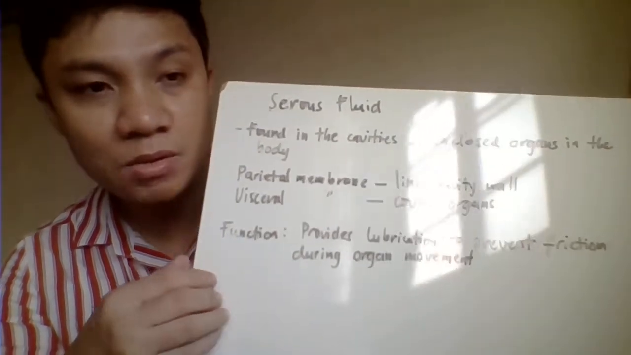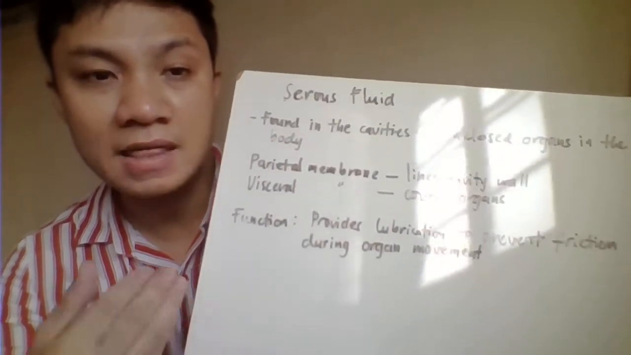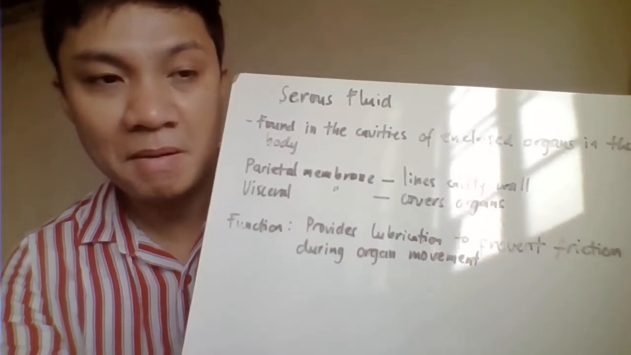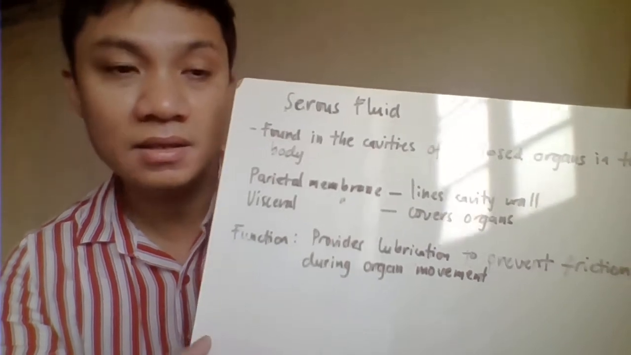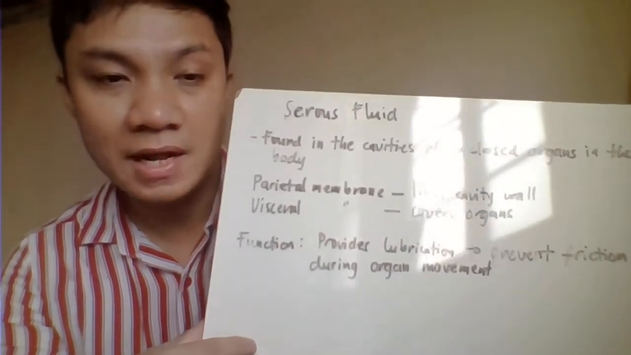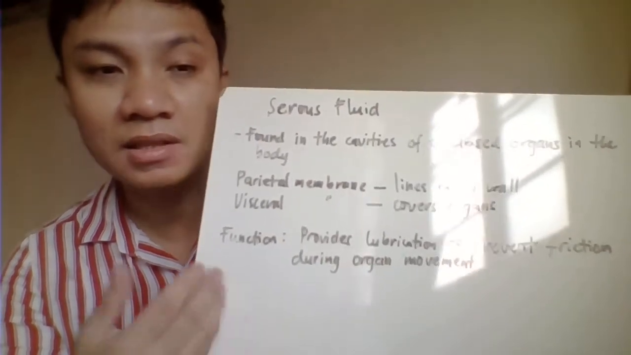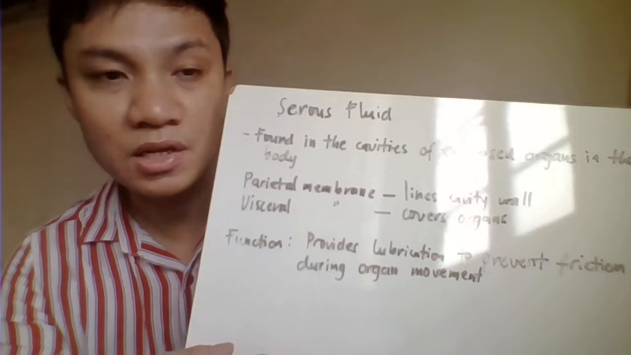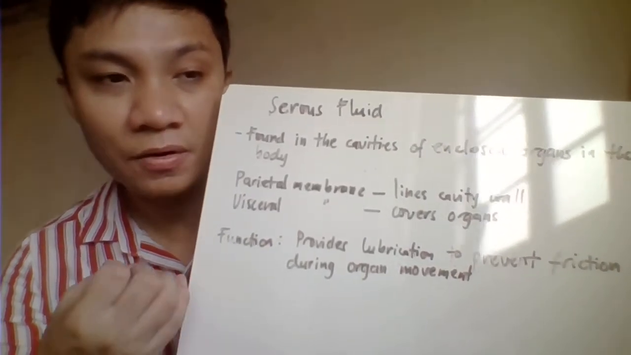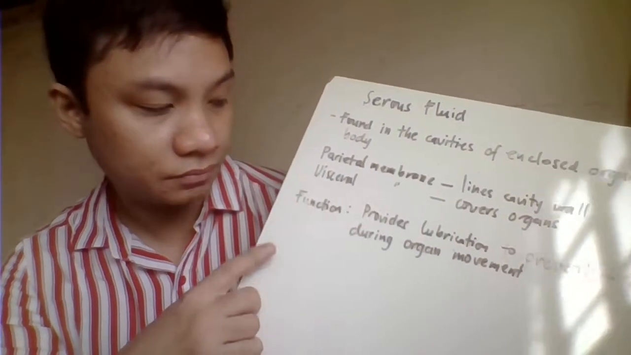So this is found between your parietal membrane, a membrane which lines the cavity wall, and another membrane that covers the enclosed organs, which we call your visceral membrane. Okay, so we'll be talking today about the three serous fluids. This includes your pleural, your pericardial, and we have also here the peritoneal fluid.